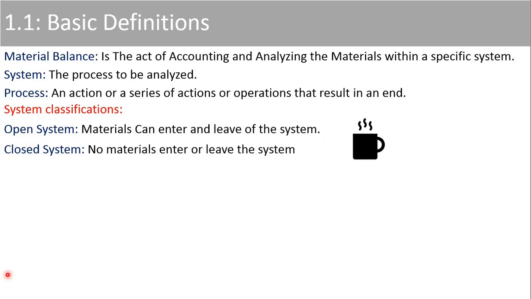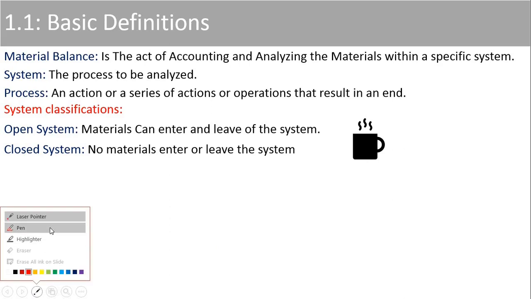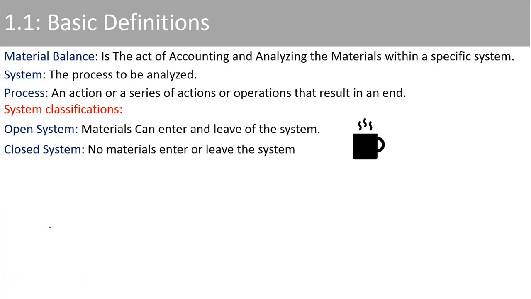So let's take a cup of tea as an example. Let's say you have made a hot cup of tea and you want to know when the temperature of the tea is getting cold. So the materials we are analyzing is the tea itself. The system will be the cup, and the process that is happening is the tea getting cold because the surrounding temperature is less than the tea temperature.